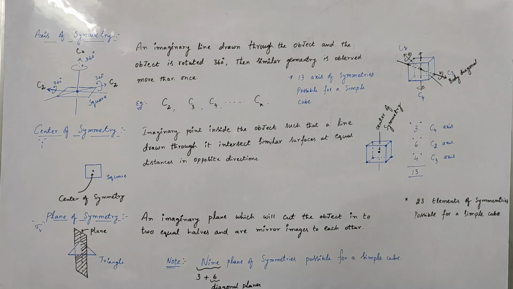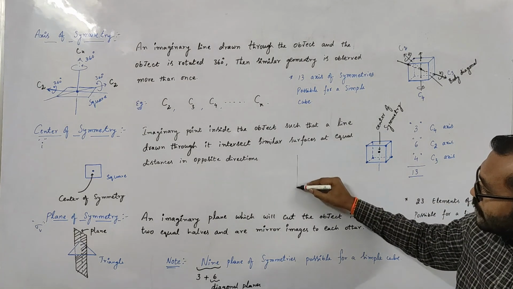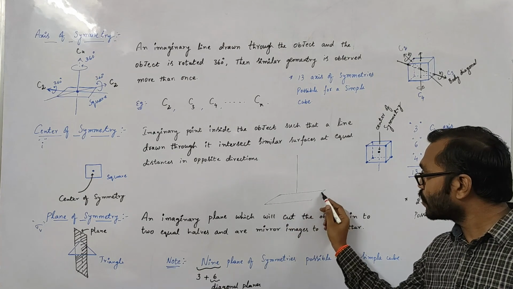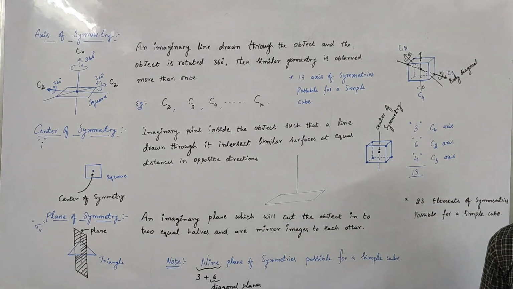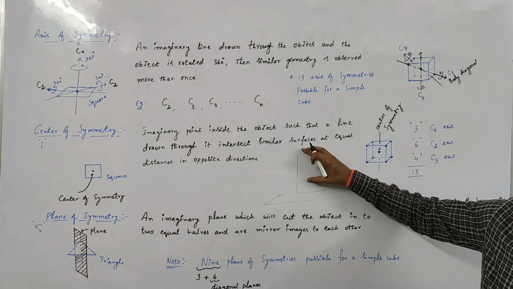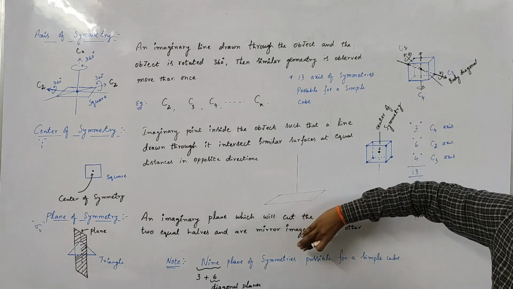So it is having an axis of symmetry. Right? You pass an imaginary line and take a plane perpendicular to that imaginary line. In this plane, I can see the mirror image of this geometry.